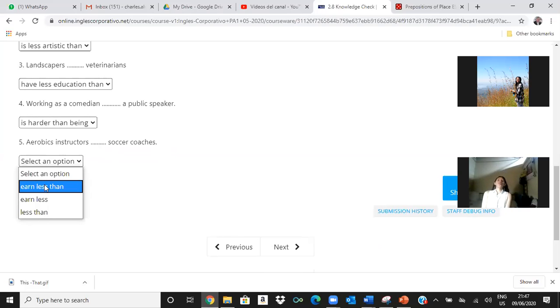Earn less than. Which one is correct? The first one, earn less than. Earn less than. Okay, very good.